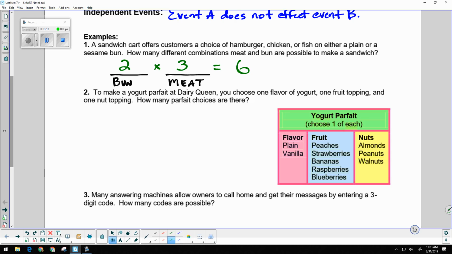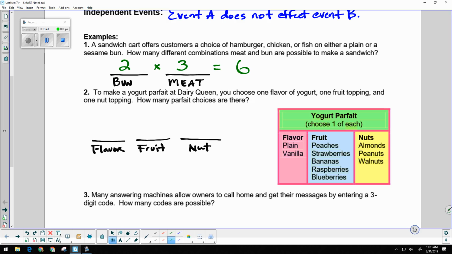Example 2, we're moving from making a sandwich to making a yogurt parfait at Dairy Queen. When you make your yogurt parfait, you can choose one flavor of yogurt, one fruit topping, and one nut topping. How many parfait choices are there? So this time, I'm going to have 3 numbers I multiply together. Okay, flavor of yogurt, fruit topping, and nut topping.